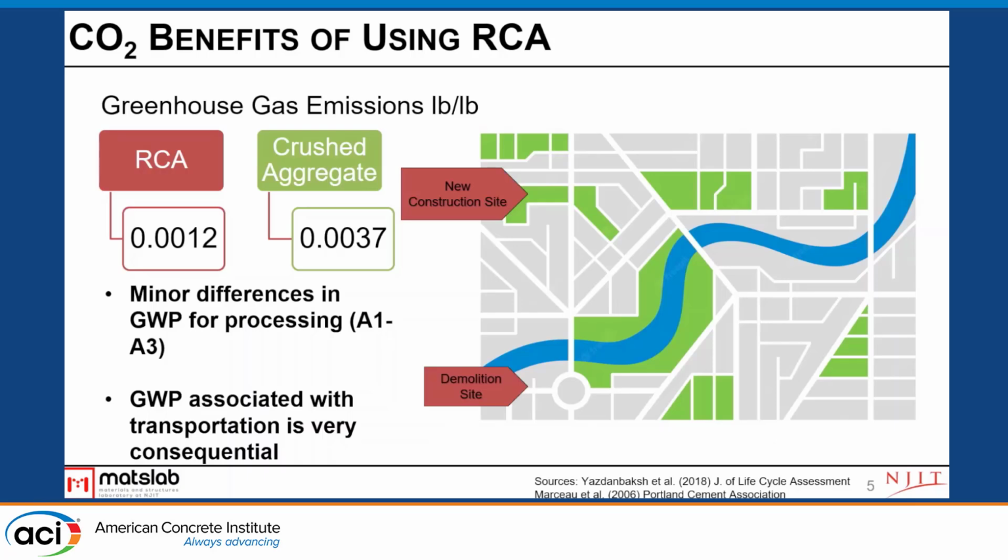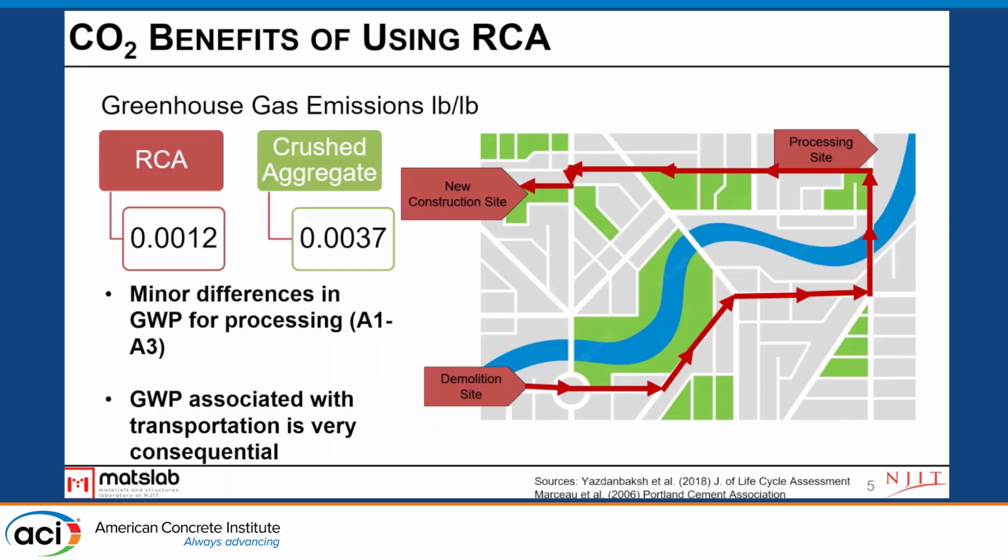So if the distance from your construction site that you're demolishing to the plant where you're processing your RCA and back to the new construction site is a lower amount of transportation than getting natural aggregates, that's really where we start to see CO2 benefits. But otherwise, if that distance is relatively the same, you're not really going to get much CO2 benefit. Your benefit really is on other aspects such as reduction in mining and landfill reduction, things like that.